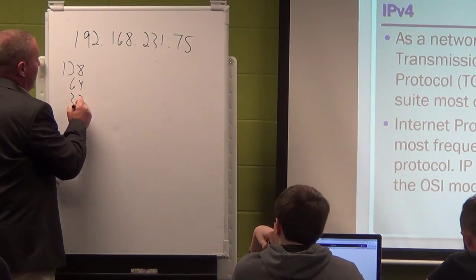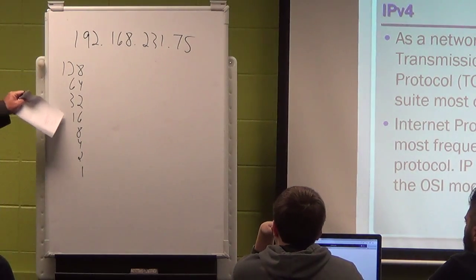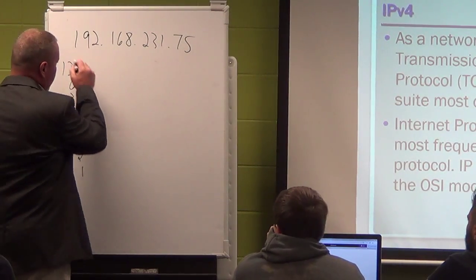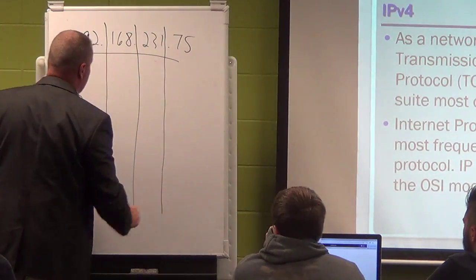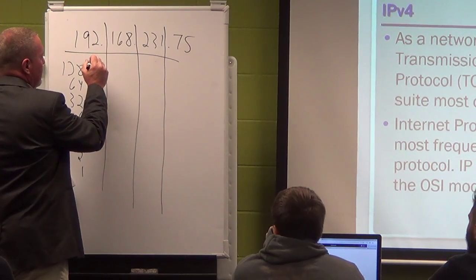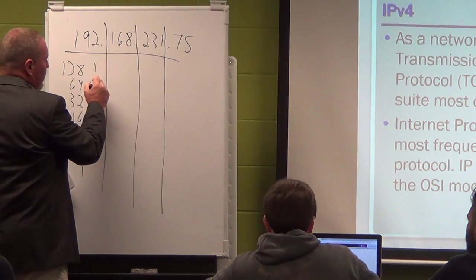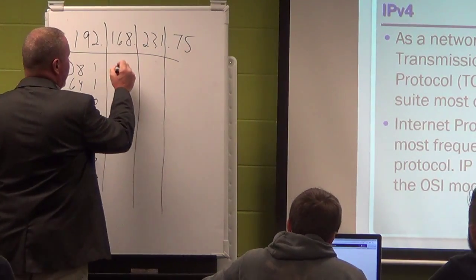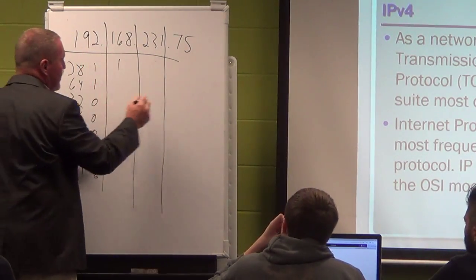128, 64, 32, 16, 8, 4, 2, 1. Okay, how many bits? 1, 2, 3, 4, 5, 6, 7, 8. Now here's an easy way of doing this. 192 minus 128 equals what? 64, so you know the rest of these are zeros. If 64 plus 128 equals 192, you know that's not going to work.